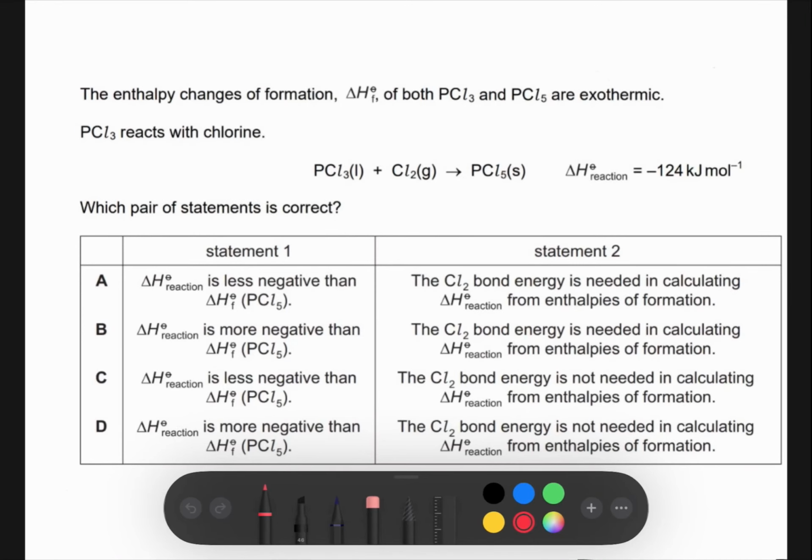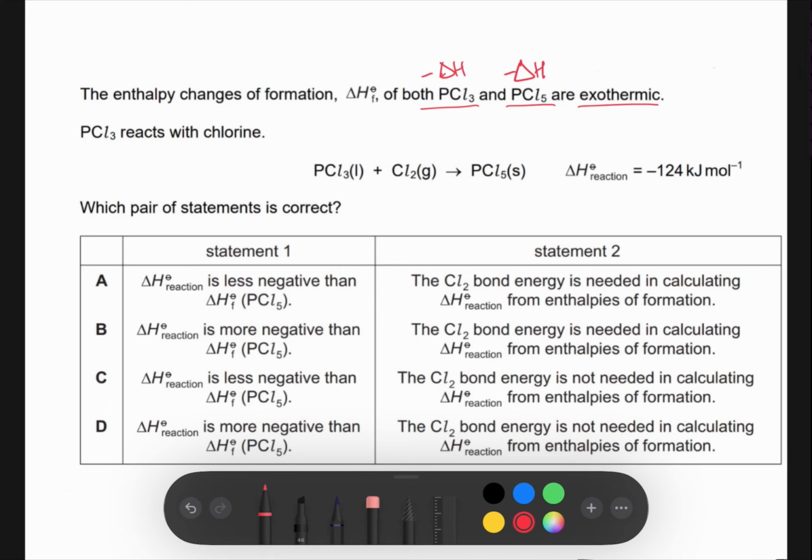Welcome everybody. As we used to do, pause the video and read the question carefully. The question says the enthalpy change of formation, delta HF, for both PCl3 and PCl5 are exothermic, which means the delta H's are negative for both. The question says PCl3 reacts with chlorine, as we can see in here.